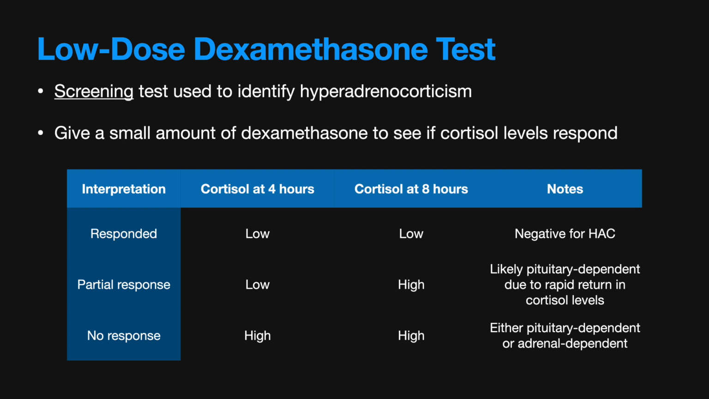If there is a response, cortisol will be low at both 4 and 8 hours, indicating that the animal is responding normally and does not have hyperadrenocorticism. If there is a partial response, you will see low cortisol at 4 hours, but high cortisol at 8 hours, and likely this reflects pituitary-dependent disease. Finally, a high cortisol level across the board indicates hyperadrenocorticism, but you can't determine whether it's from adrenal or pituitary origin.